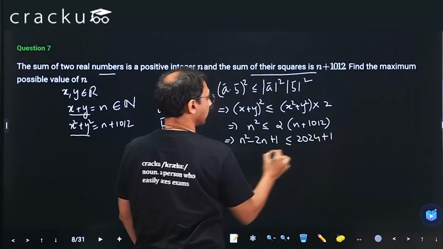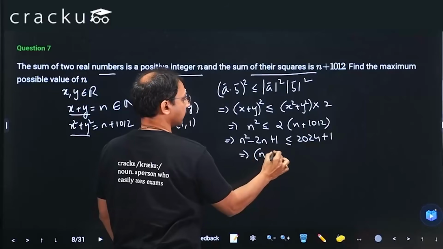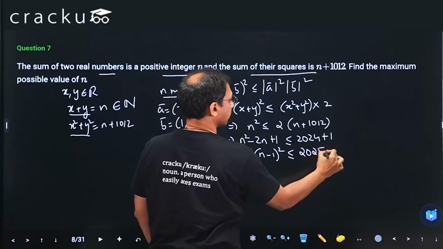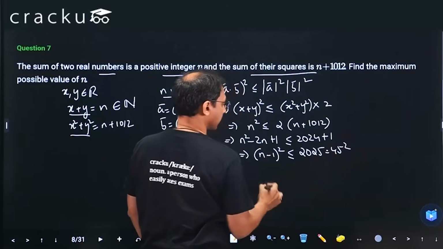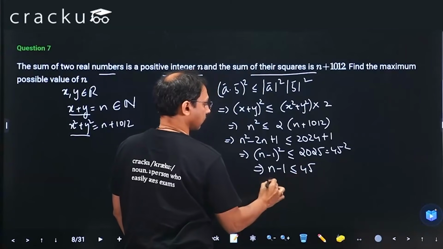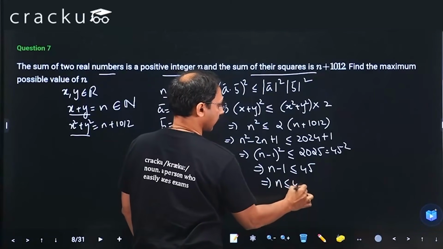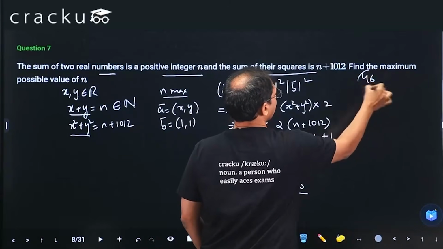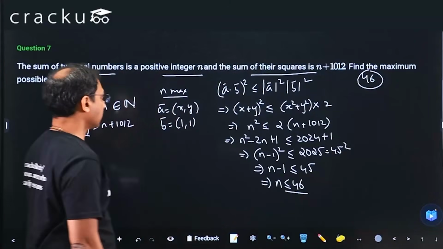Add 1 on both sides. We get n minus 1 whole square is less than or equal to 2025, which is 45 square. So n minus 1 is less than or equal to 45, or n is less than or equal to 46. So the maximum value of n is 46.